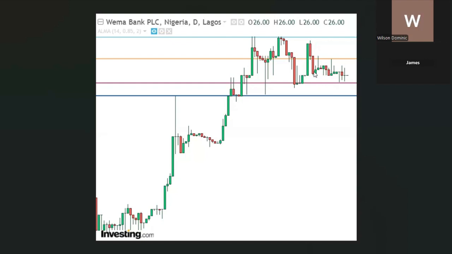Can we check the current price of this stock? Yeah, sure. I just want to explain what support and resistance is for you, so you can understand the logic. Do you understand what I'm saying based on what support and resistance is?